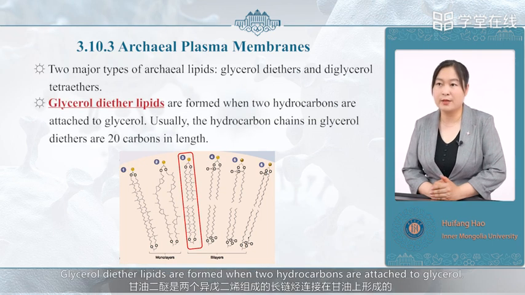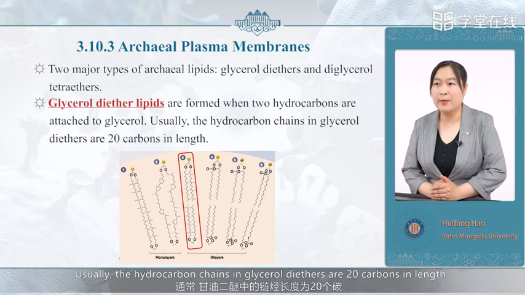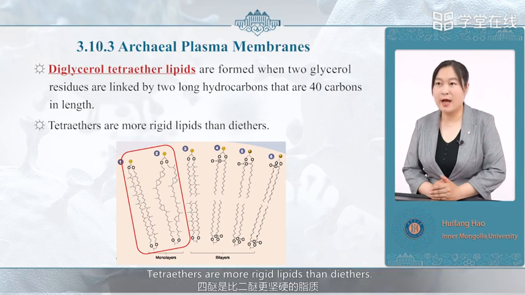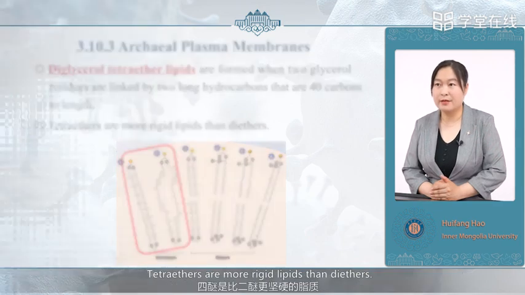Glycerol diether lipids are formed when two hydrocarbons are attached to glycerol. Usually, the hydrocarbon chains in glycerol diethers are 20 carbons in length. Diglycerol tetraether lipids are formed when two glycerol residues are linked by two long hydrocarbons that are 40 carbons in length. Tetraethers are more rigid lipids than diethers.